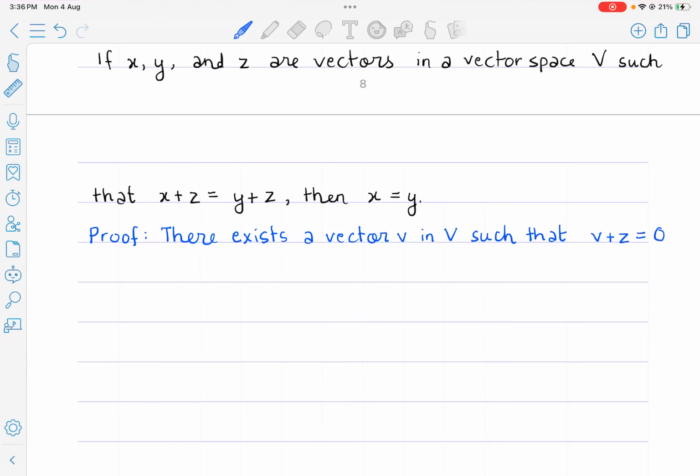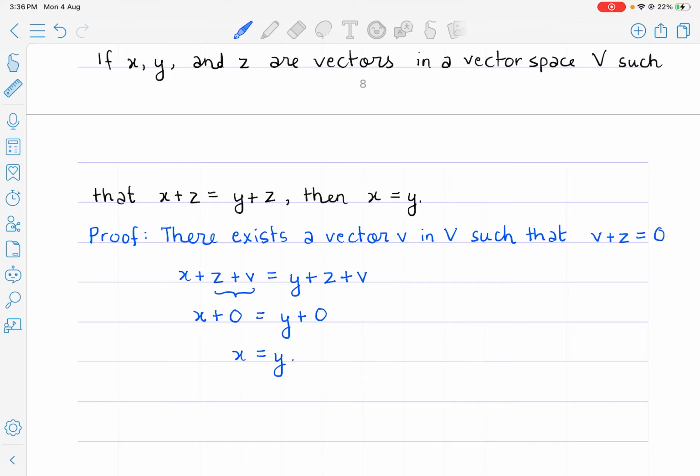So if this holds true, then x plus z plus v equals y plus z plus v. I've added v on both sides. Now z plus v is equal to 0, so x plus 0 is equal to y plus 0, which means x is equal to y.